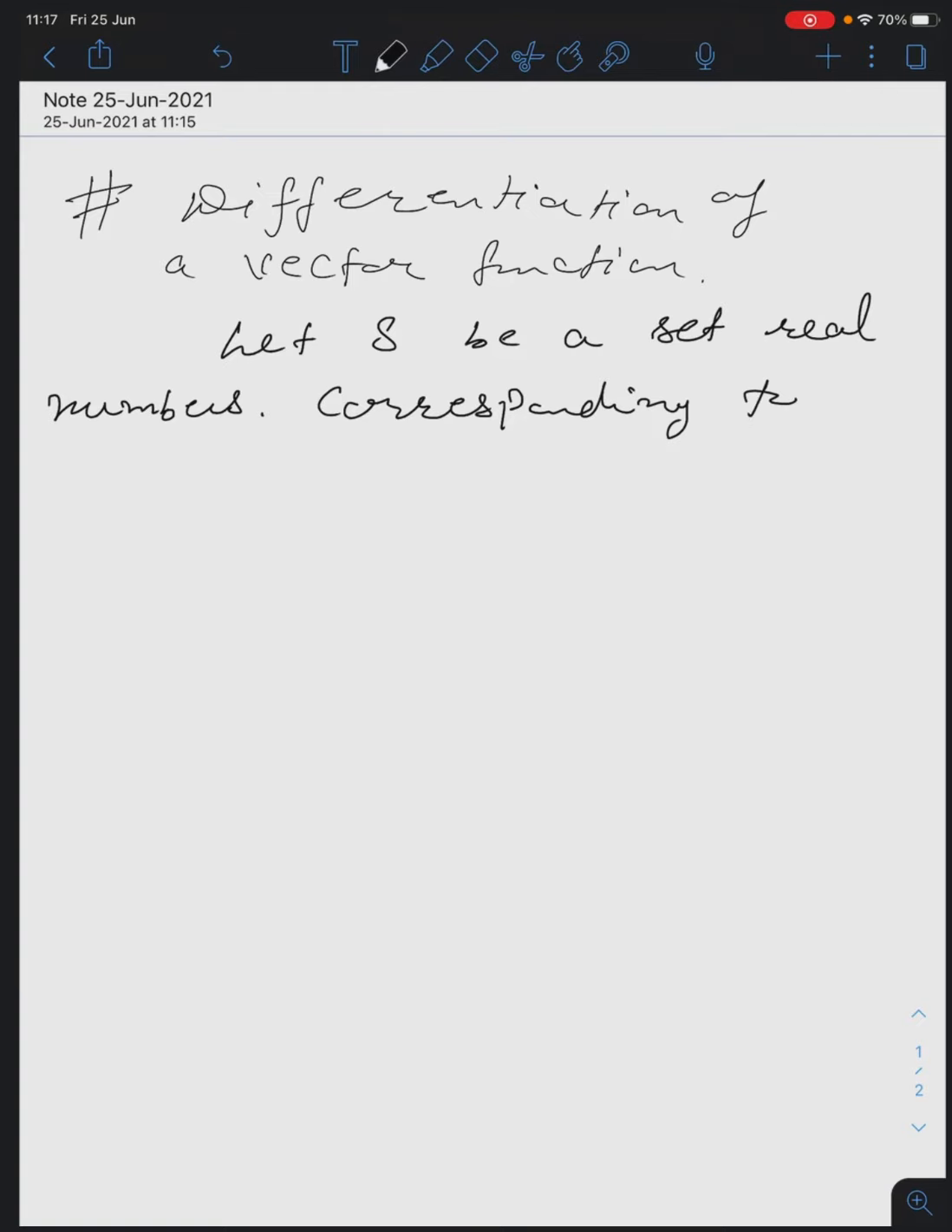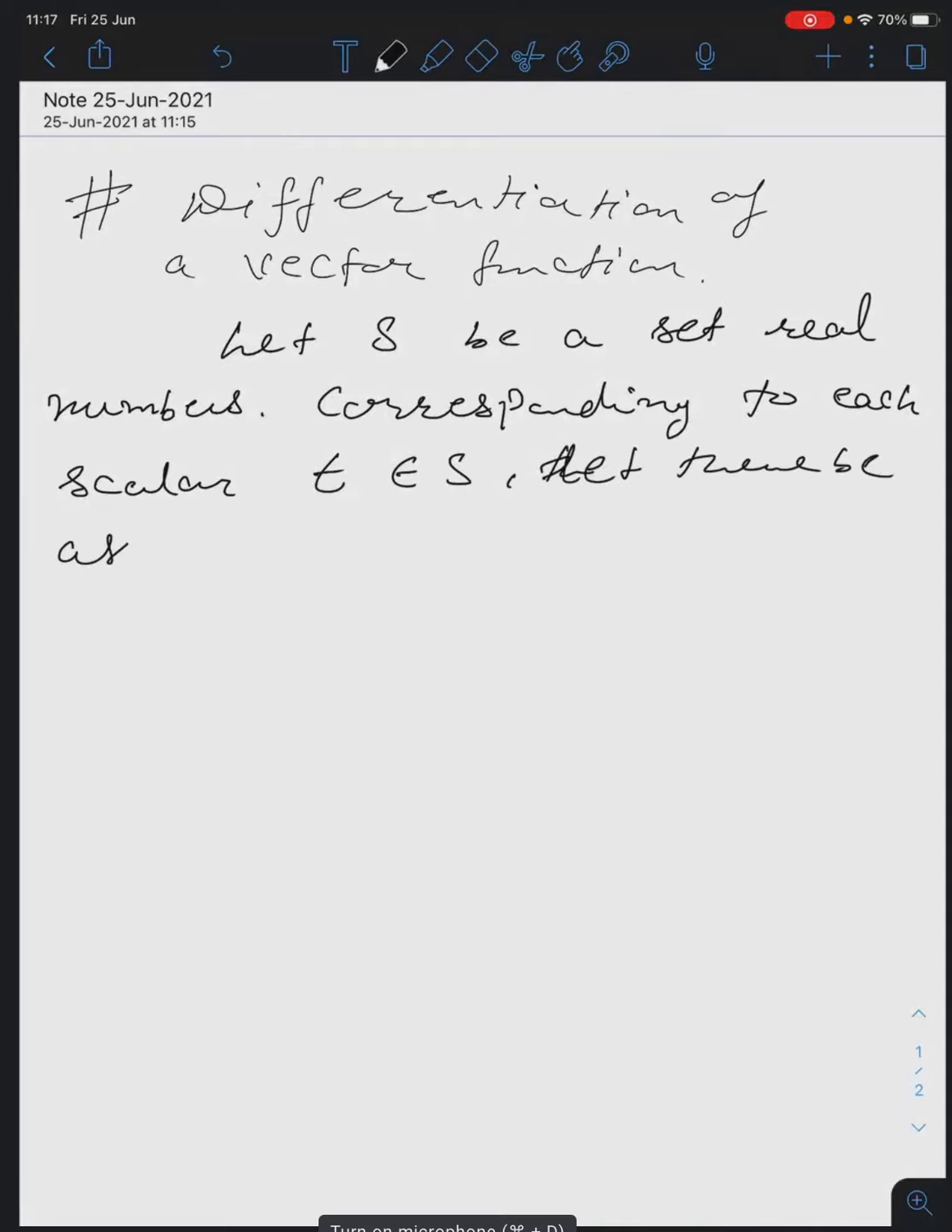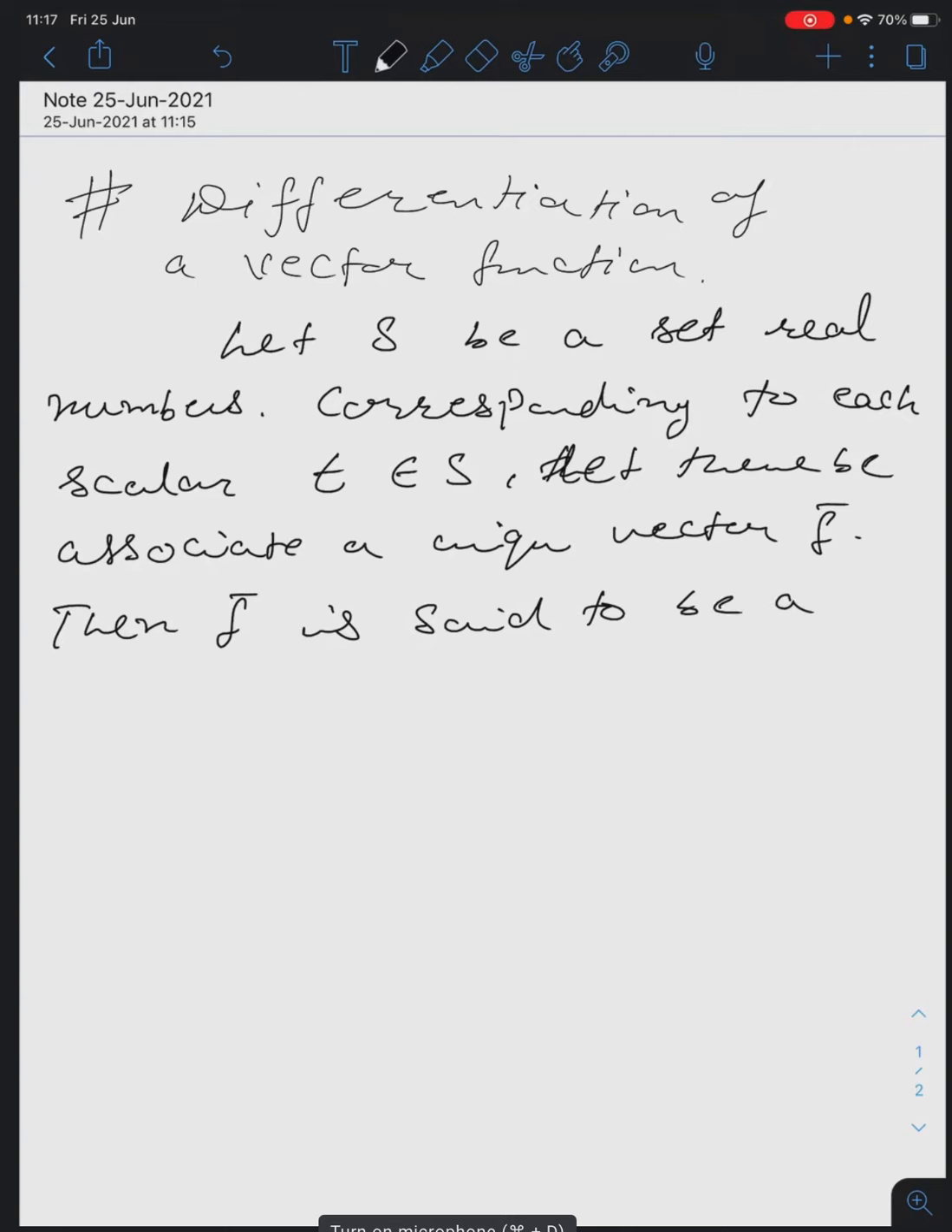Corresponding to each scalar, which I'll denote with T, which belongs to S, let there be associated a unique vector F bar. Generally vectors are denoted with a bar on the letter or a cap, something like that. Then this F bar is said to be a vector.